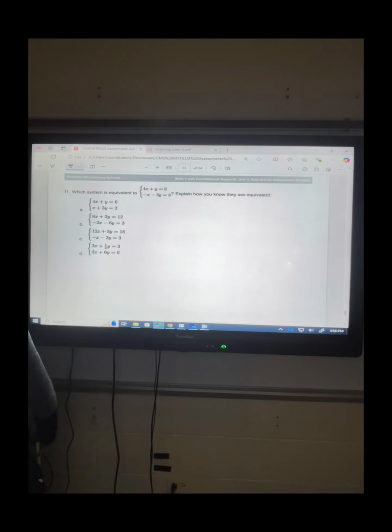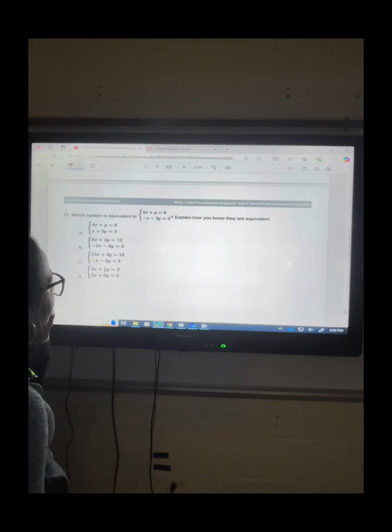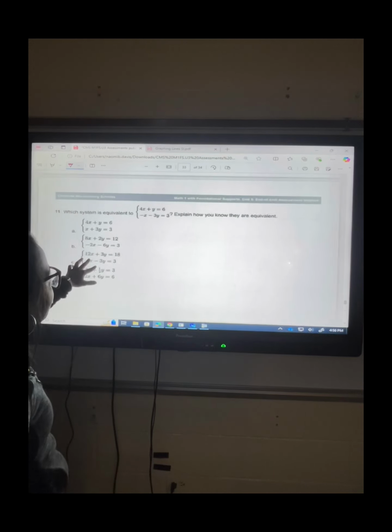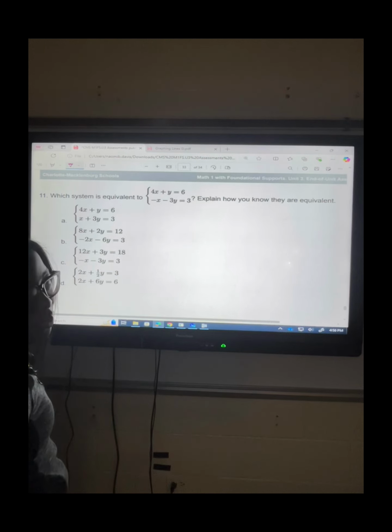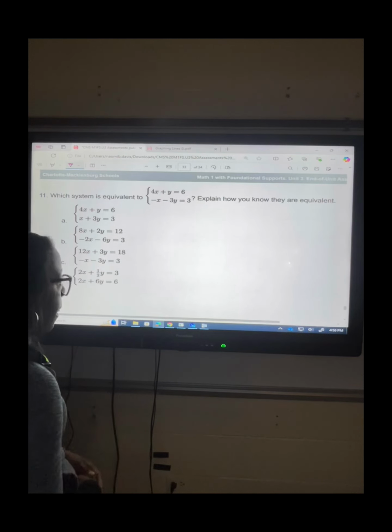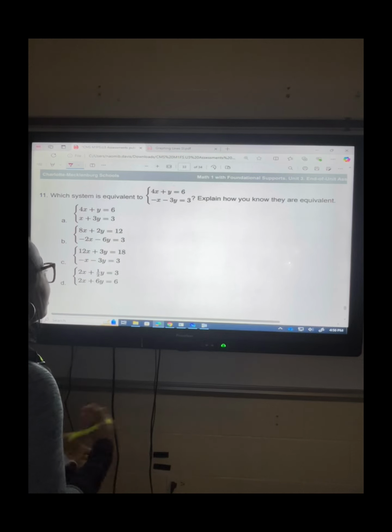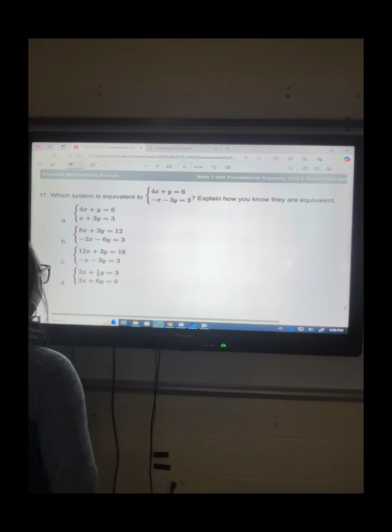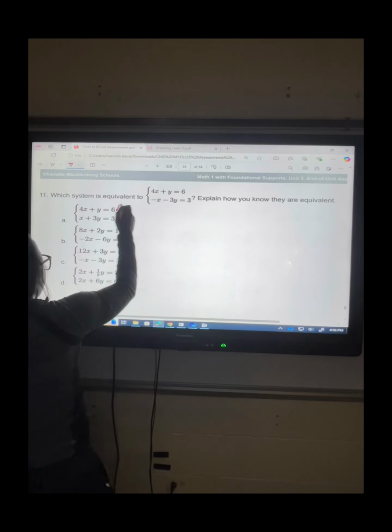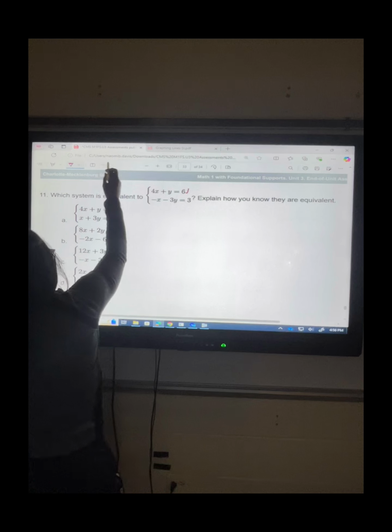And which system of equations is the last question? Which system of equations is equivalent to 4x plus y equals 6? Bro, we talk about equivalent equations again. Equivalent equations are equations that have the same solution. So let's look at each one. So 4x plus y equals 6. That checks out because that's the same thing as that. That's the same thing.